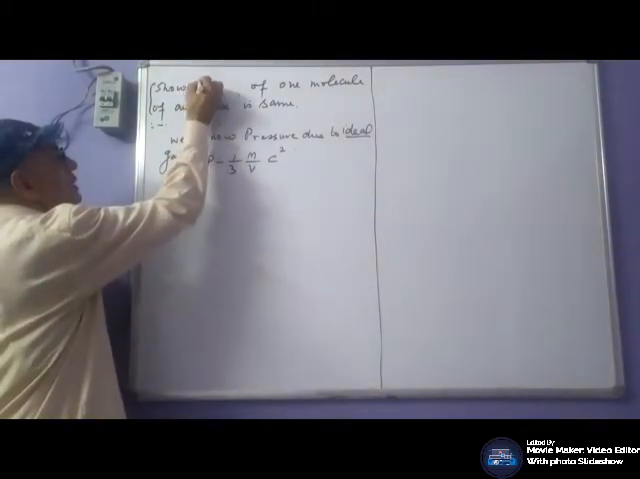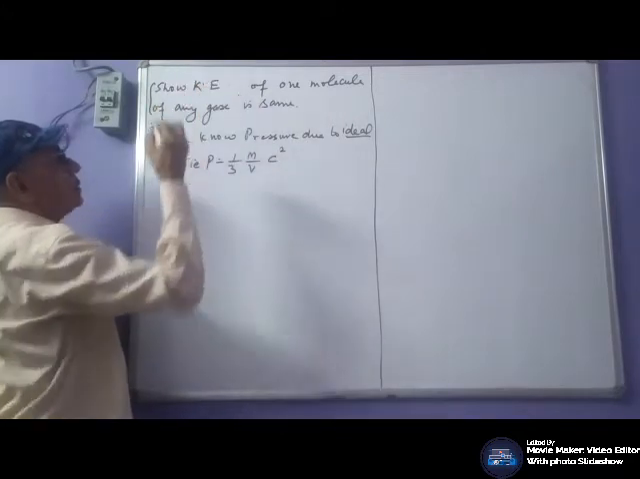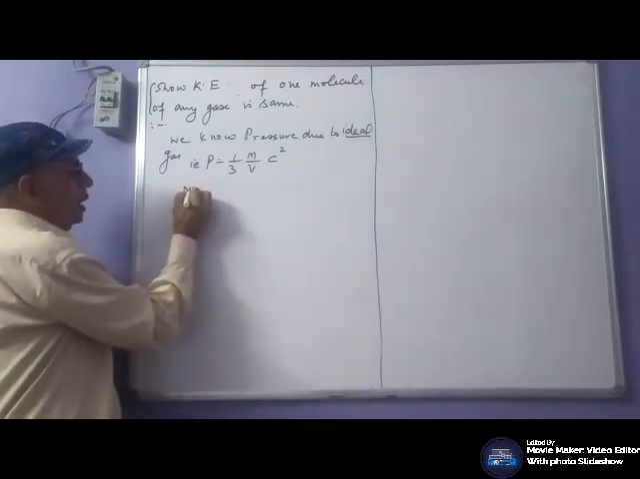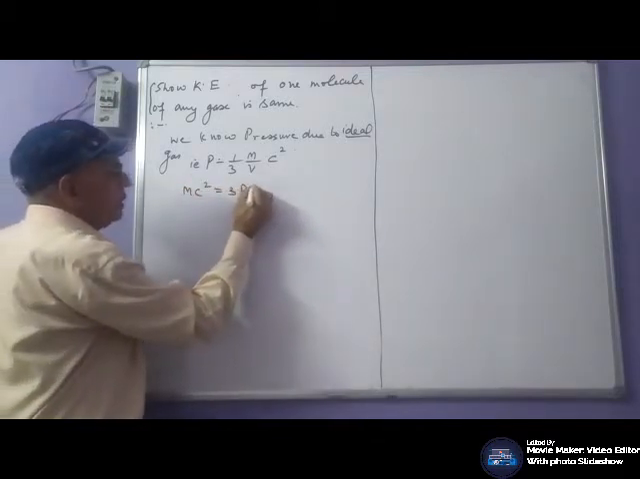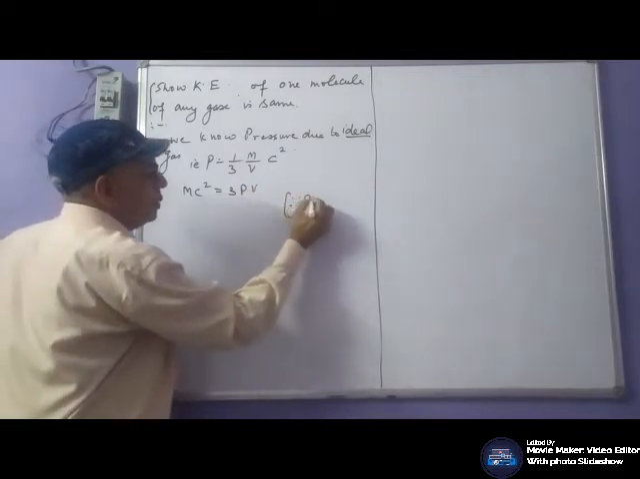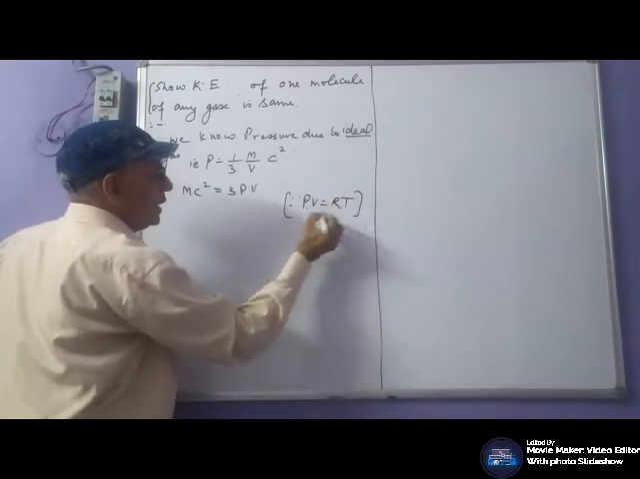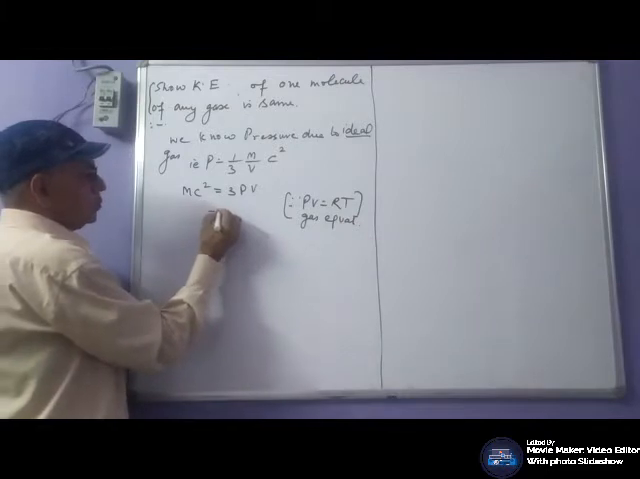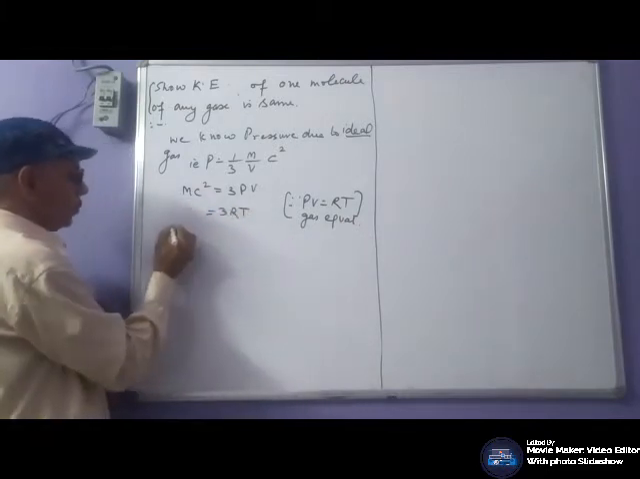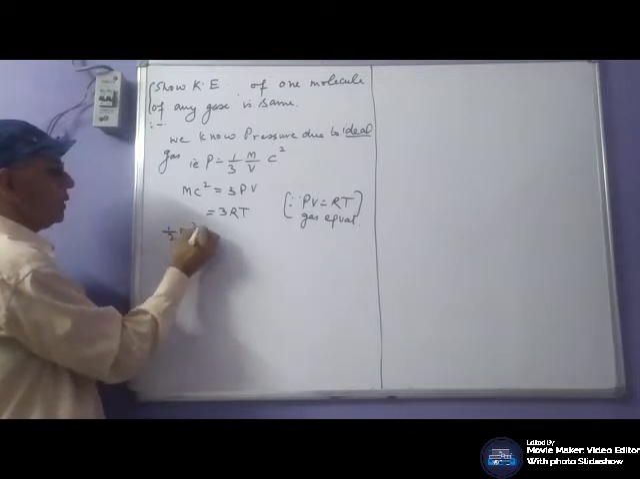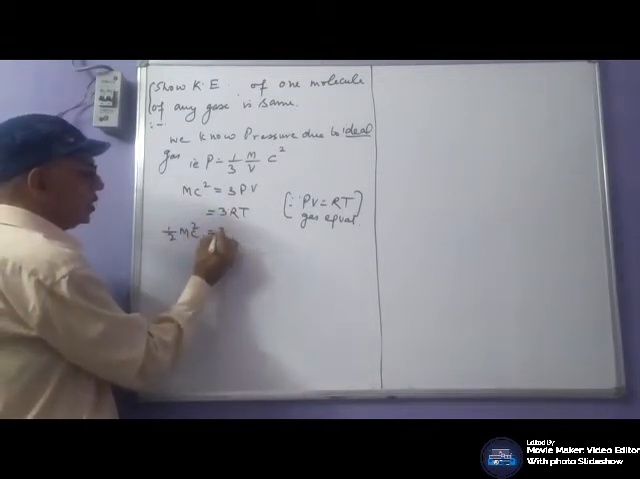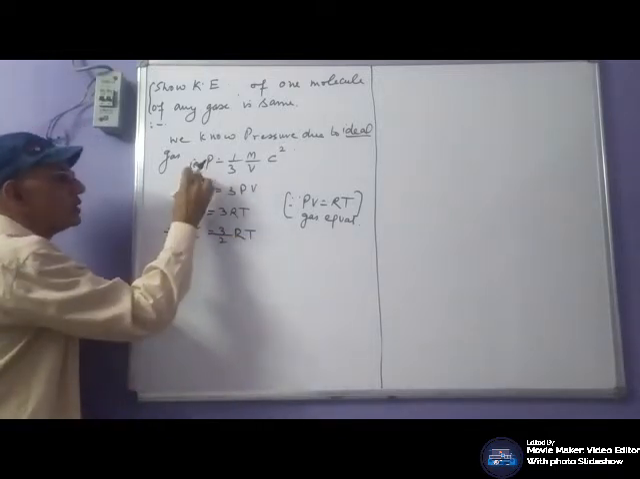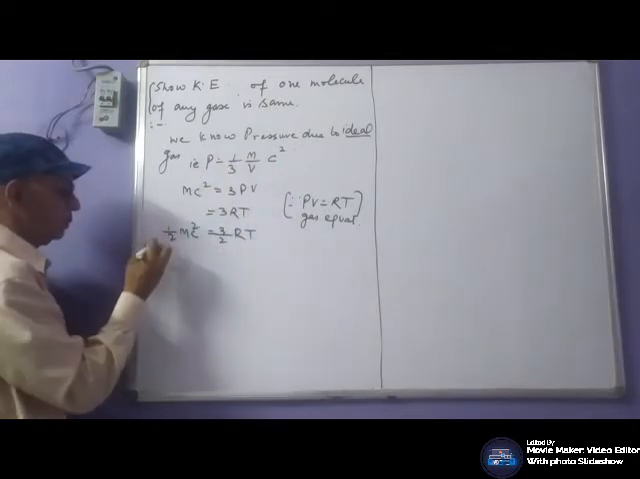Show that the kinetic energy of one molecule of any gas is the same. PV = 1/3 mc². The gas equation is PV = RT. Half mc², multiplying by half on both sides, gives 3/2 RT. This is from the pressure due to 1 mole of gas.